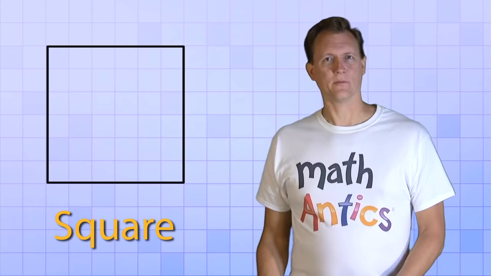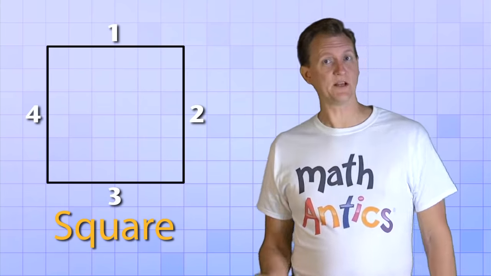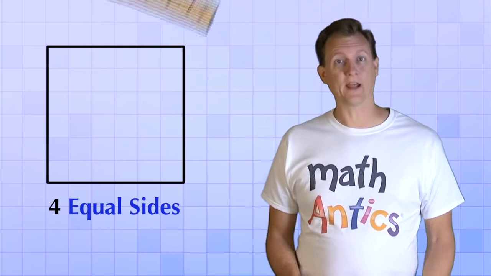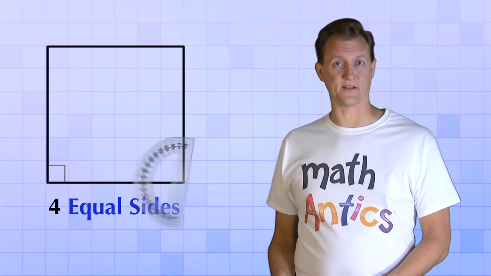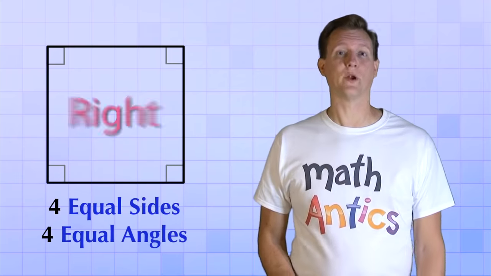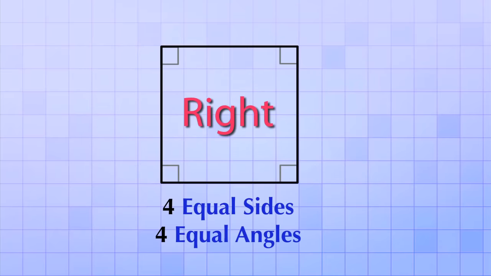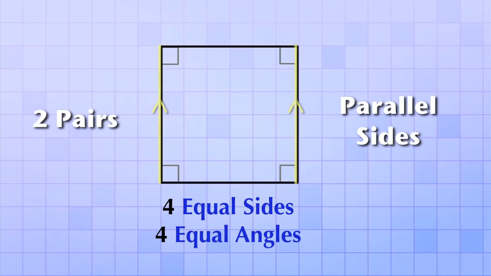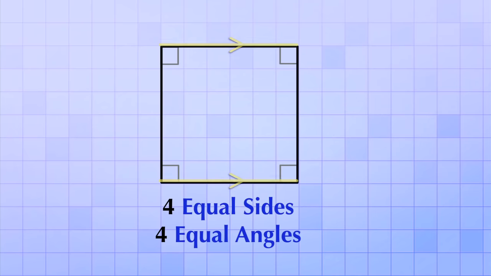It's a quadrilateral because it has four sides. And it's special because all four of those sides are exactly the same length. And all four of its angles are exactly the same size. In fact, they're all right angles. Notice also that a square is formed by two pairs of parallel sides. These two opposite sides are parallel, and these two opposite sides are parallel. We'll see why that's important in a few minutes.